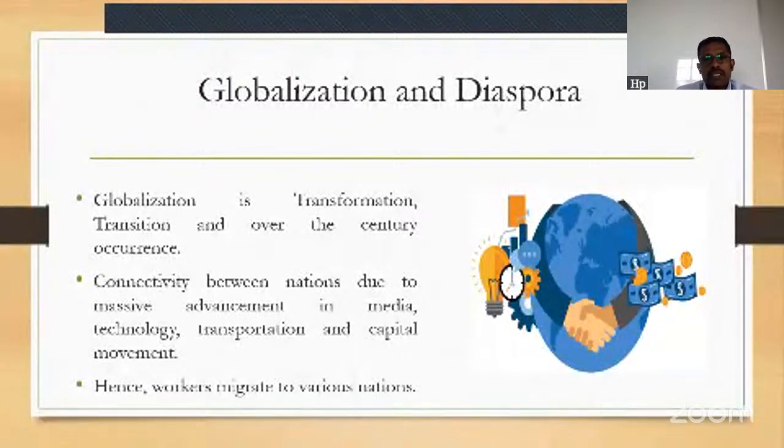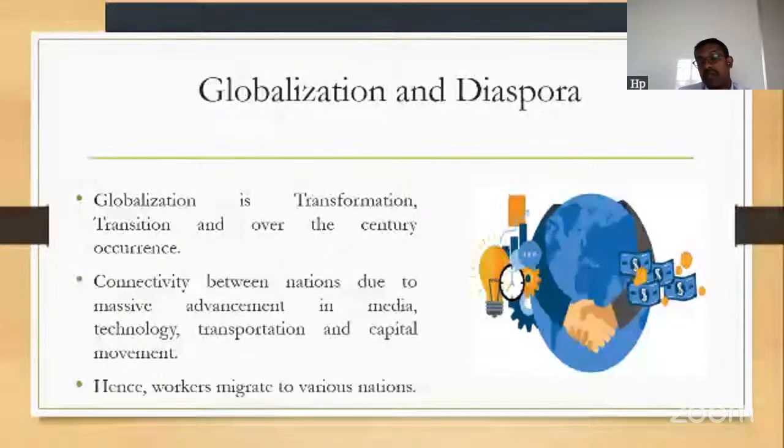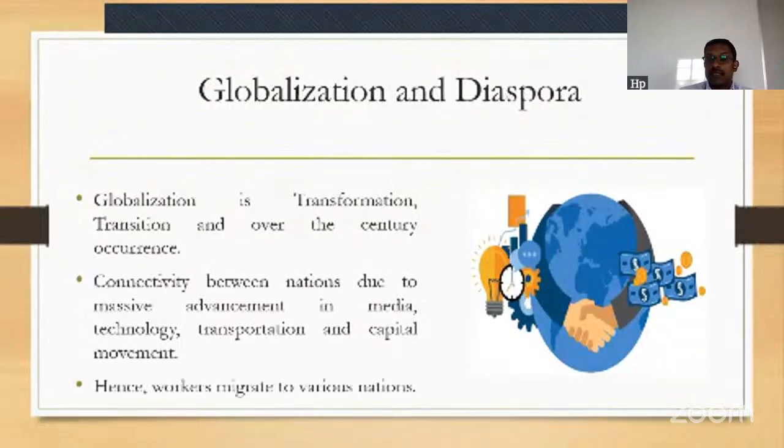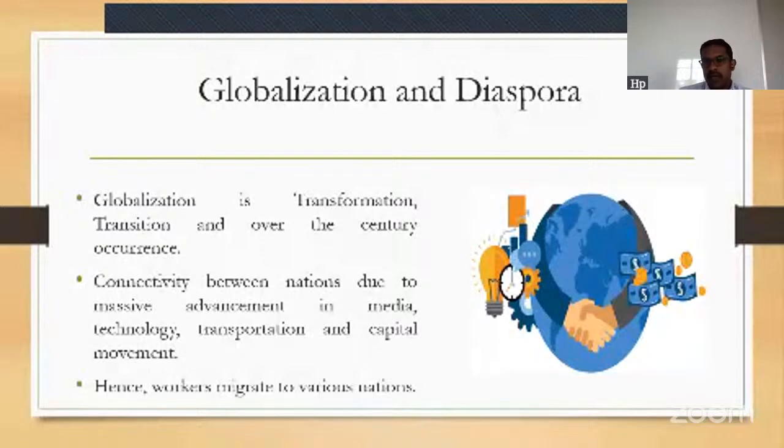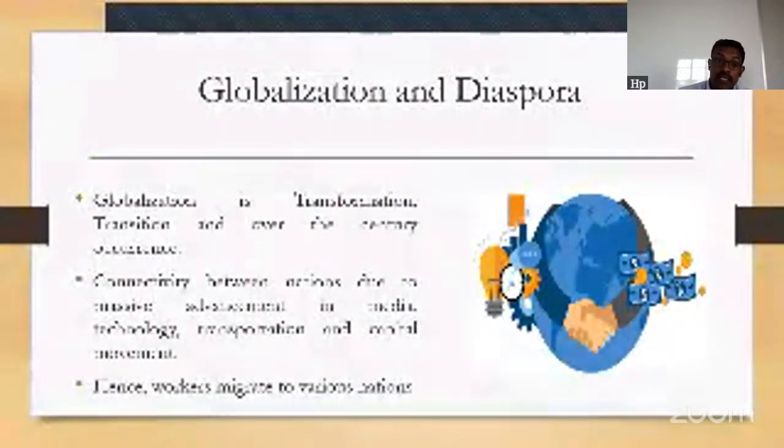So globalization is transformation and transition over the centuries. When you say globalization, we now have technology, a lot of improvement in media, social media, as everything has emerged. So globalization makes the world into a village. We have a global village system.